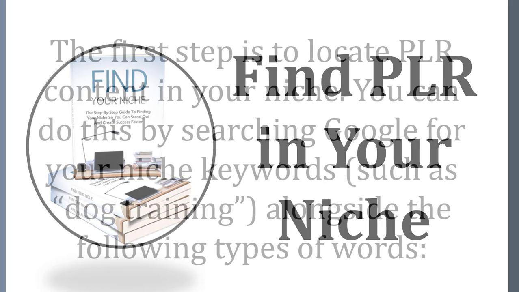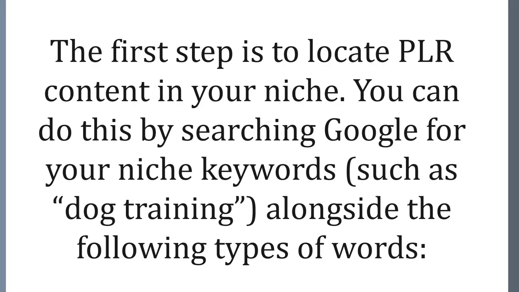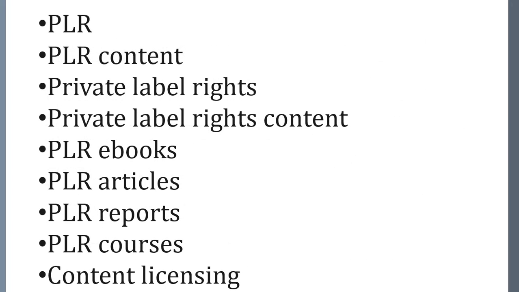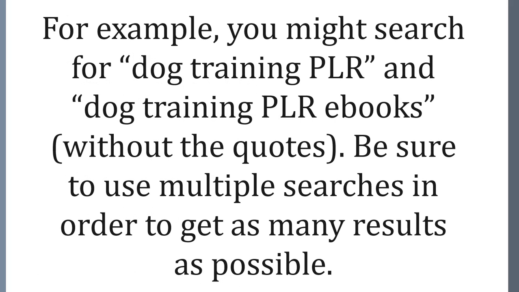Find PLR in your niche. The first step is to locate PLR content in your niche. You can do this by searching Google for your niche keywords, such as dog training, alongside the following types of words: PLR, PLR content, private label rights content, PLR ebooks, PLR articles, PLR reports, PLR courses, content licensing.